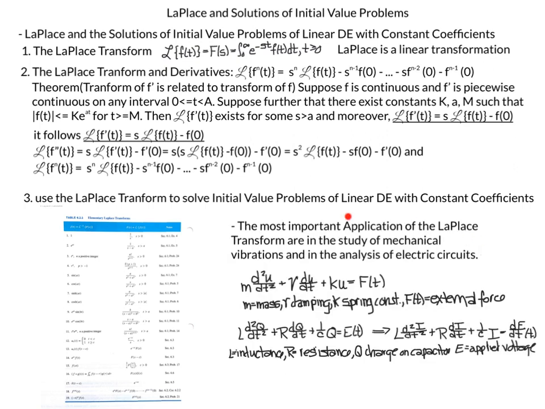And one last note is that the most important applications of the Laplace transform are in the study of mechanical vibrations, given by this second-order differential equation that's not homogeneous, and also in the analysis of electrical circuits with this differential equation. And the Laplace transform gives us several big wins, in that it's much easier to do, especially when you have a non-homogeneous equation.